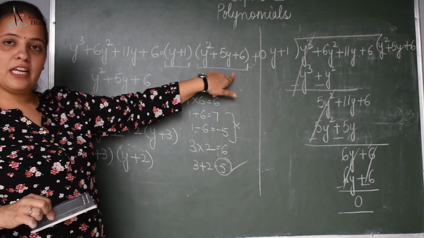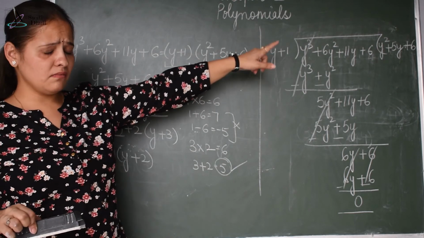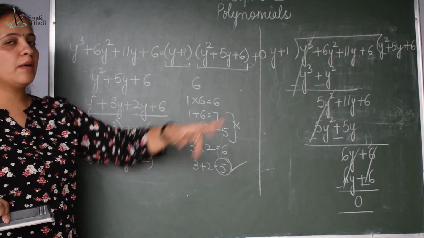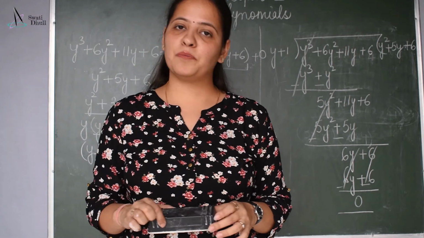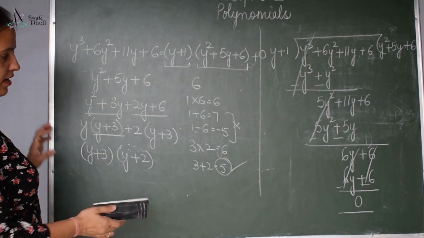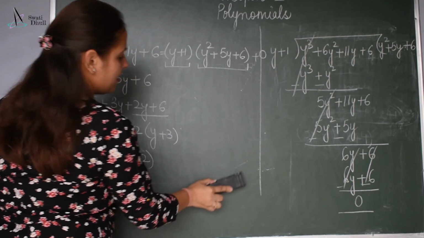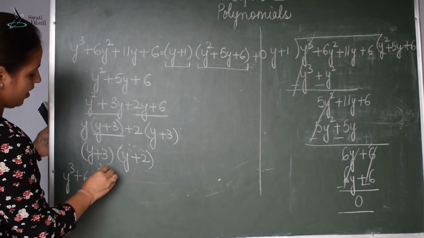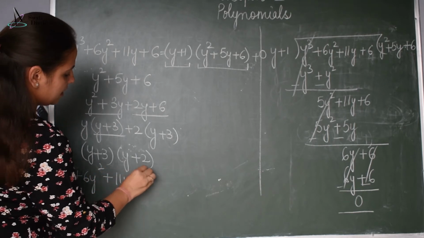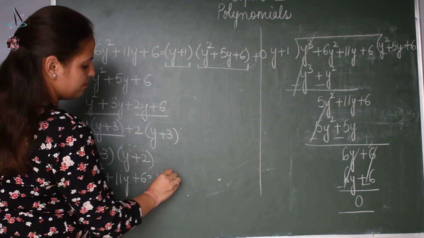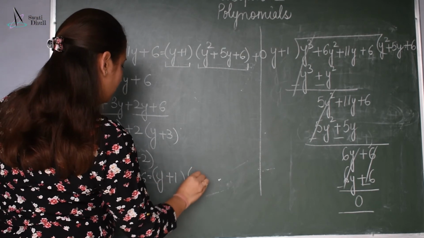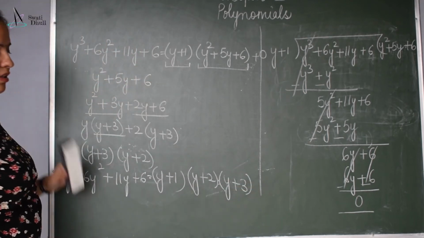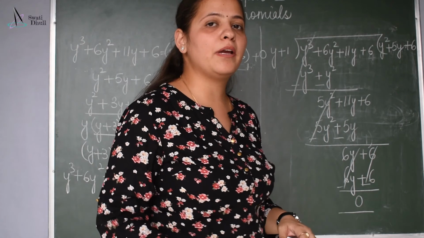Then you have got a quadratic polynomial by dividing this term with y plus 1, and the quadratic polynomial can be factorized by splitting the middle term, which we have done. Now we have got 3 factors: y cube plus 6y square plus 11y plus 6 is equal to the first factor y plus 1, another factor y plus 2, and y plus 3. So this is how we can factorize the cubic polynomial.